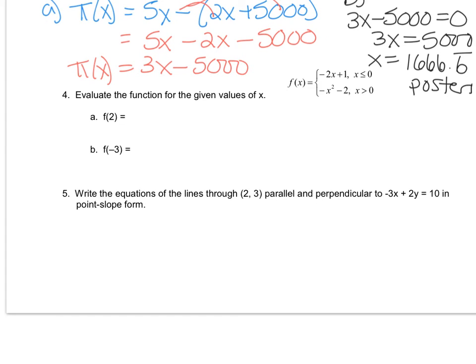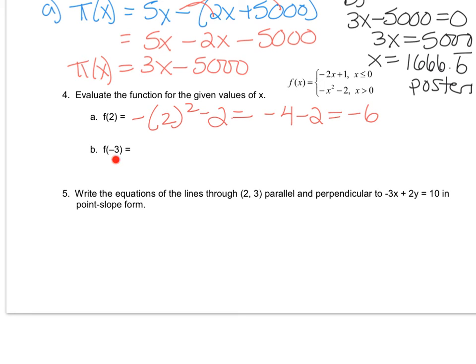Evaluating from a piecewise function, first we have to figure out for this 2, which piece of our function do we want to use? So is 2 less than 0? No. Is 2 greater than 0? Yes. So that's negative of 2 squared minus 2. That's negative 4 minus 2, so we get negative 6.